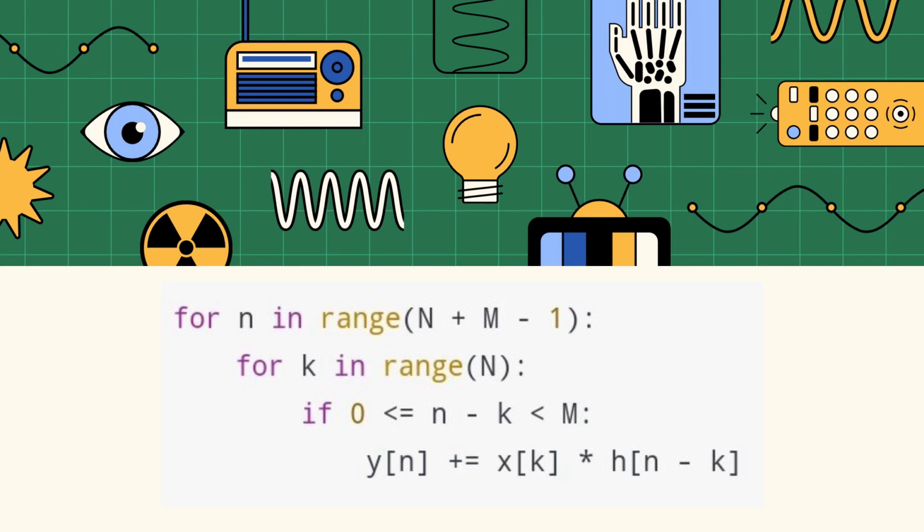The condition ensures we stay within valid indices. Each valid product is added to y of n. Finally, the function returns the output signal y.